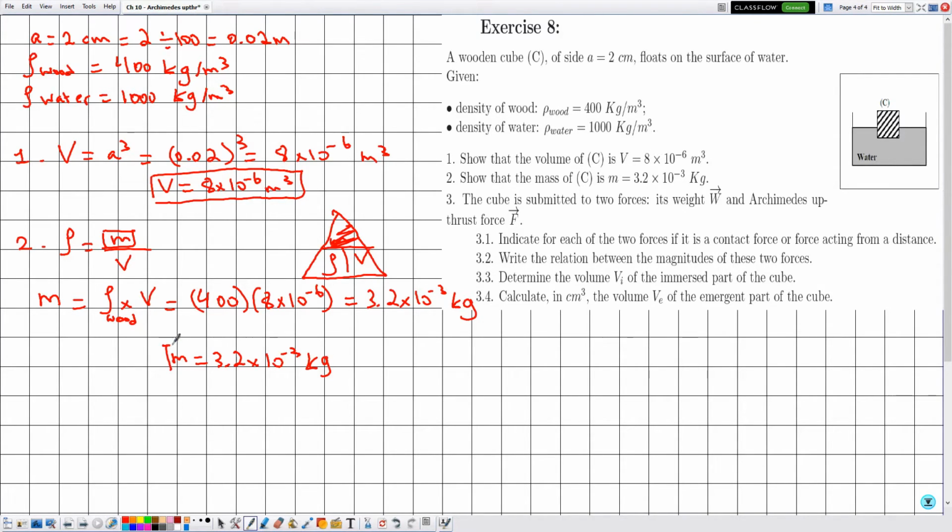And let me make the following remark: this is the most difficult exercise that one can face in this chapter, and now you will see why. Because the value of g is not given.